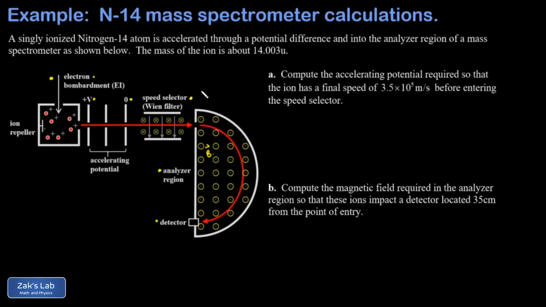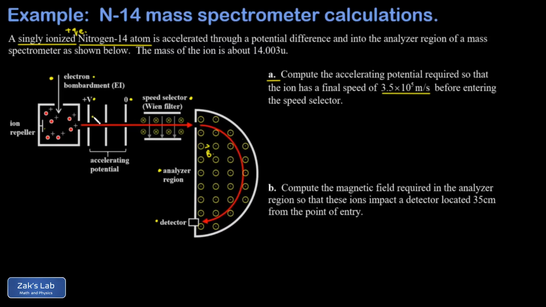In this particular example, we're just looking at a nitrogen-14 atom that's been singly ionized. That means it's missing one electron, so it has a charge of plus e, plus 1 elementary charge, or 1.6 times 10^-19 coulombs. And we're exploring some of the settings in the mass spectrometer to get a better understanding of how it works. So in part A, I'm asking, what's the accelerating potential required so that the ion has a final speed of 3.5 times 10^5 meters per second before it gets to the speed selector?